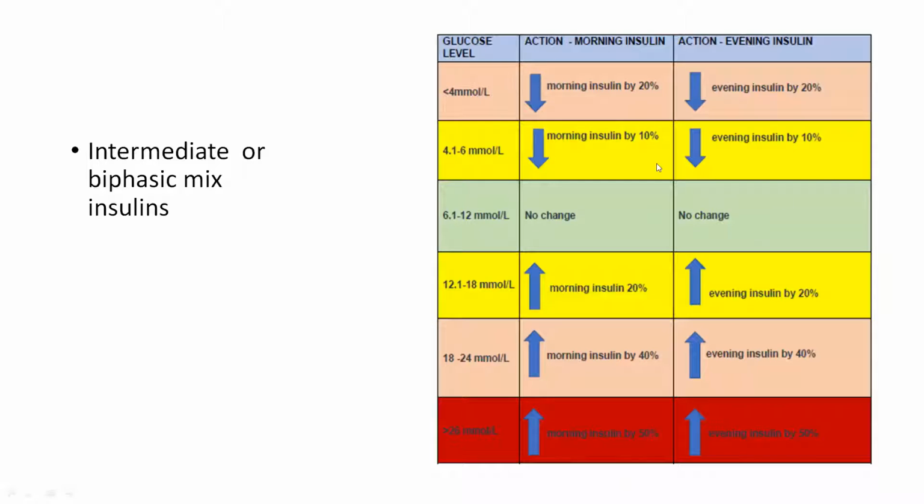So how you increase or reduce the dose? This is a rough guide of how you want to do it. So if you have hypoglycemia, you want to reduce the insulin dose by 20% or even more in some cases. If the blood sugar is tightly controlled, as in 4.1 to 6, you want to reduce insulin by about 10%. But if it is in the target range, you don't want to do any changes. If the blood sugars are high, you can increase the insulin dose by up to 50%.